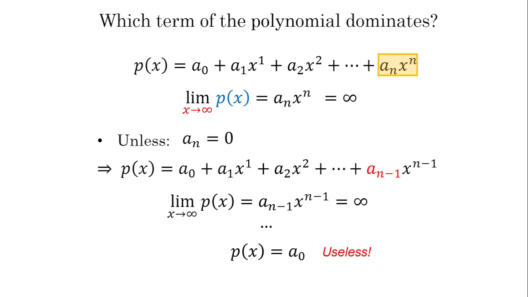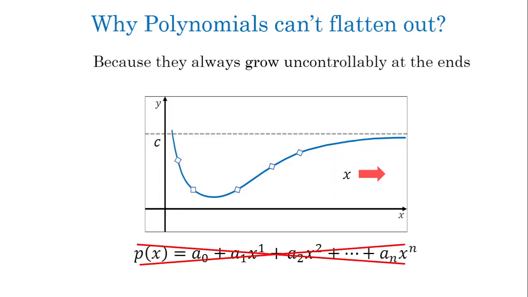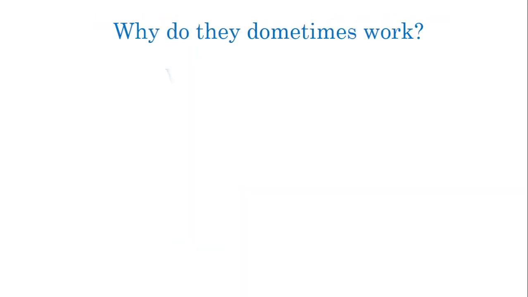So here's the answer. Why can polynomials flatten out? Because they always grow uncontrollably at the ends. But why do they sometimes work? And when do they work? The answer lies in the basic structure.